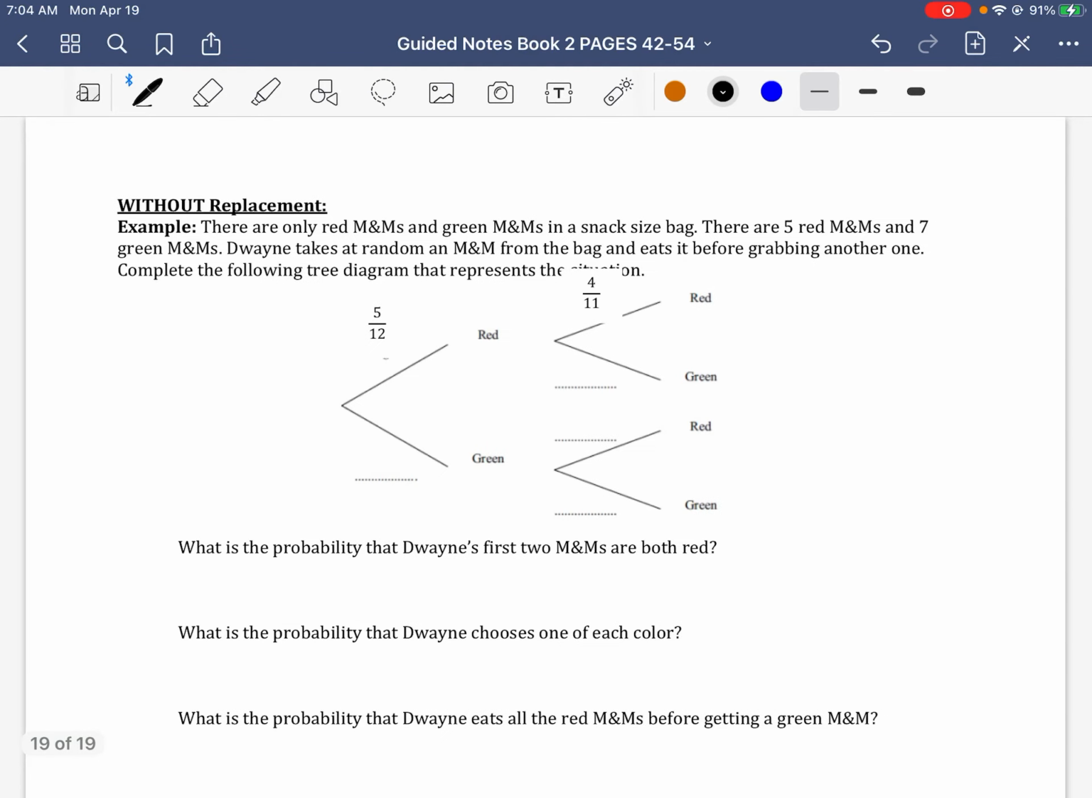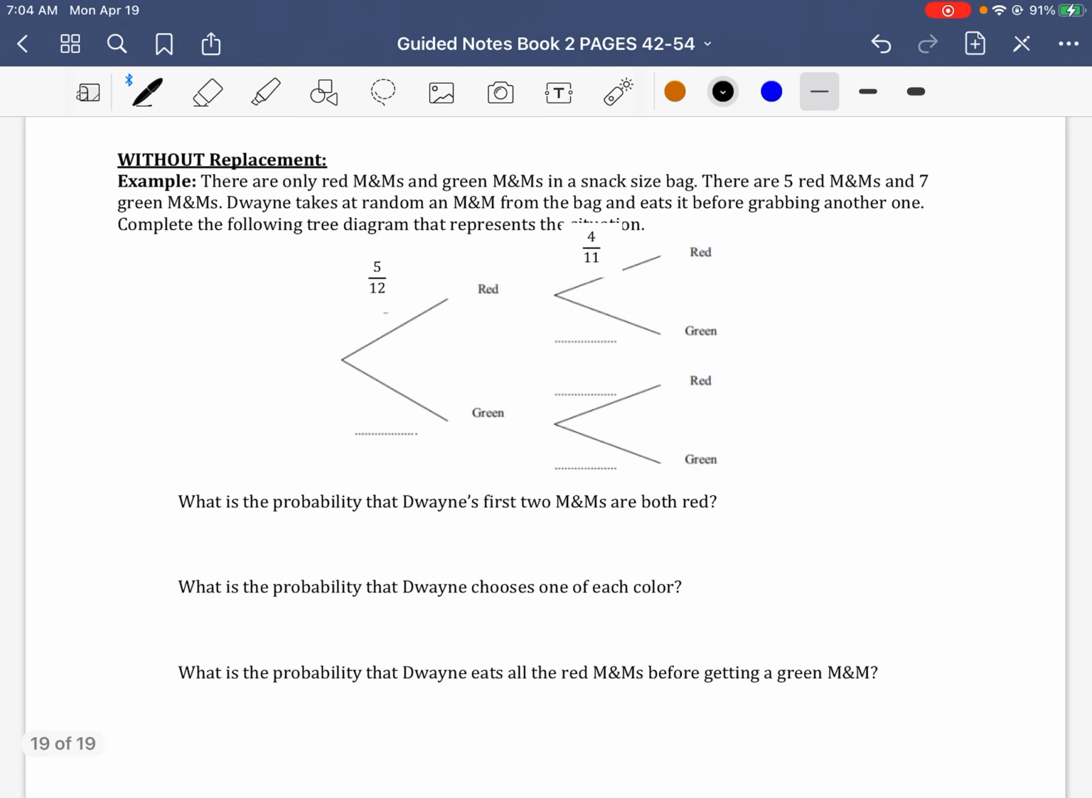Okay, last one, let's look at one that's drawing without replacement. So this says there's only red M&Ms and green M&Ms in the snack size bag. There's 5 red and 7 green. Dwayne takes at random an M&M from the bag and eats it before grabbing another one. Complete the following tree diagram that represents the situation.